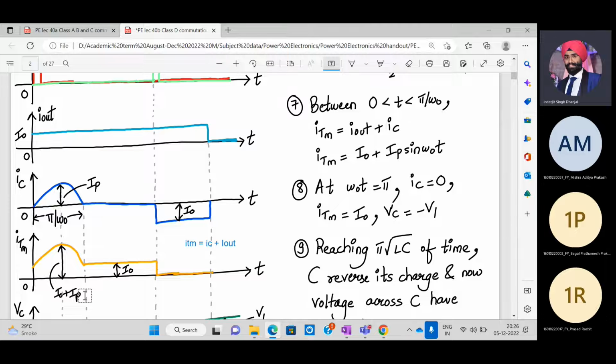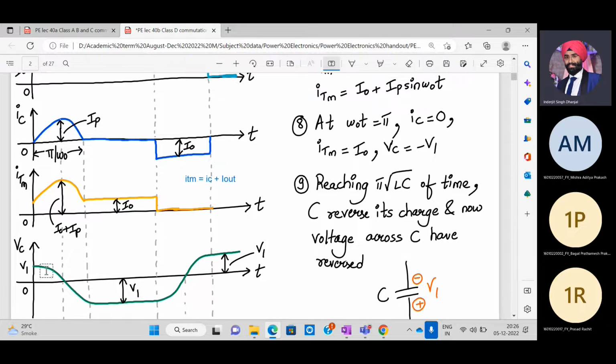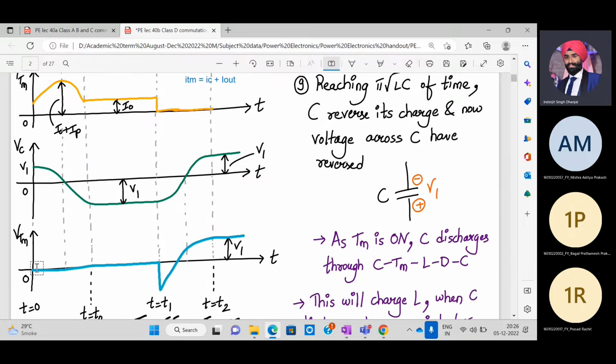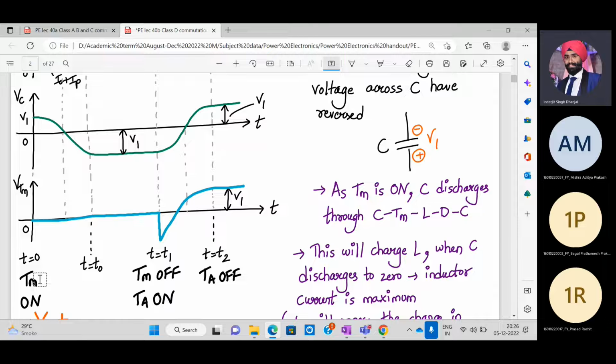All right. What is the voltage across the capacitor? We have assumed that initially it is pre-charged to the V1 value. Then slowly when the LC circuit takes over, your capacitor voltage reduces, it goes to zero, and then it starts charging in the reverse direction. We will see all these things. And till that time, the main SCR is on, so the voltage across the main SCR will be zero. Okay, and these are the timing intervals.